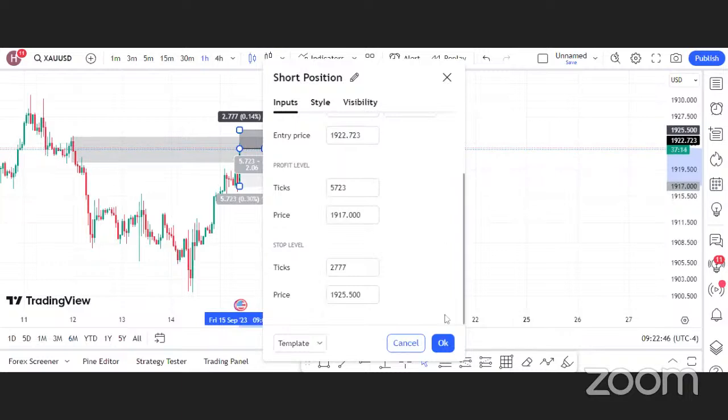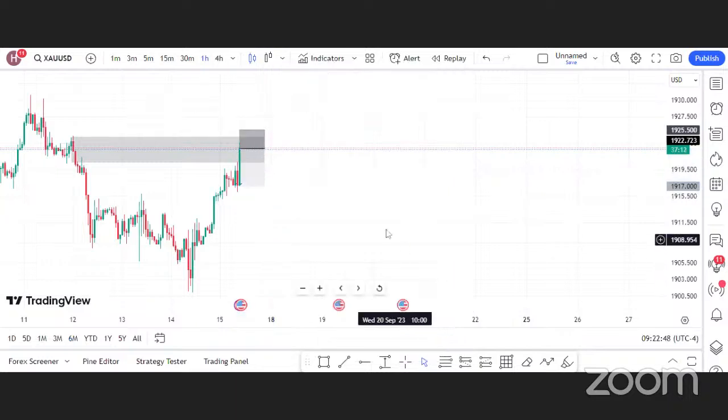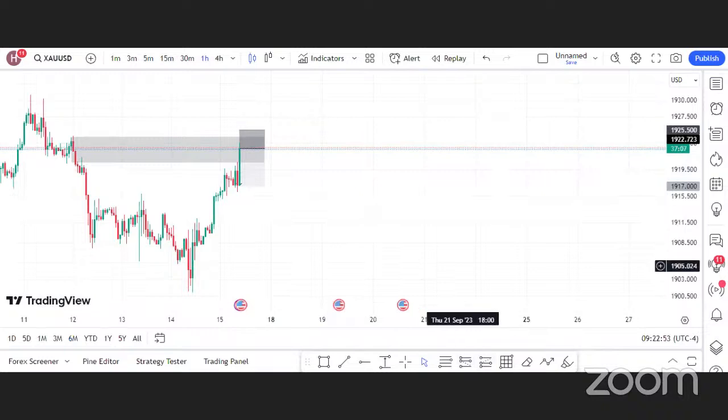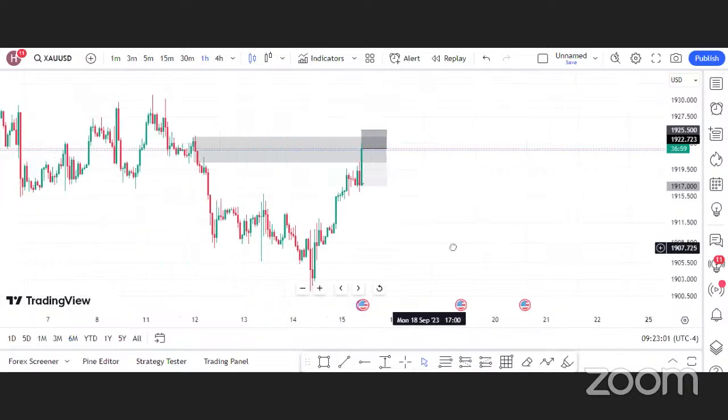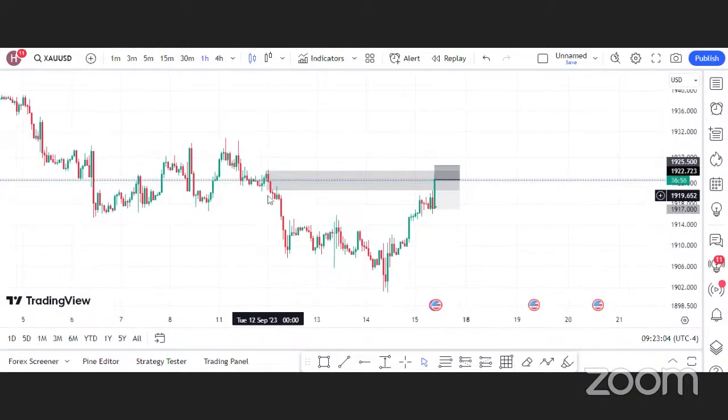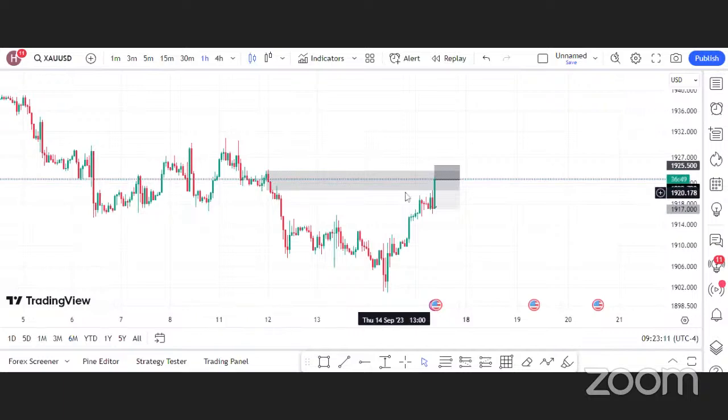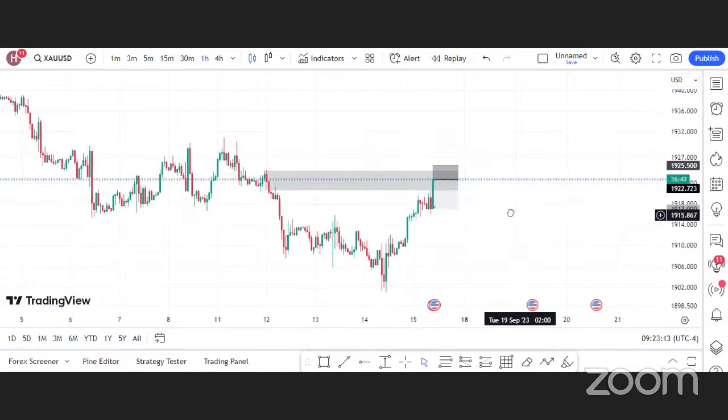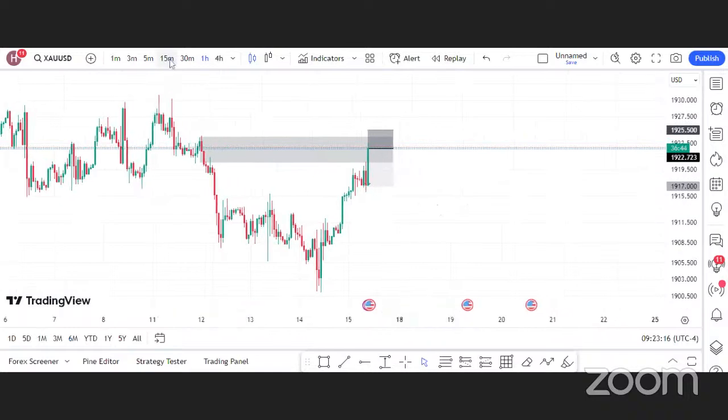So we are already running the trade now. Let's see how that plays out. This is a zone that the market is currently respecting. This is a higher time frame, but we just want to scalp from that higher time frame and make a quick dollar.